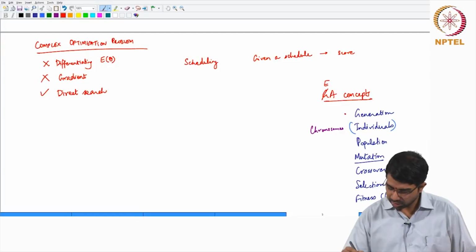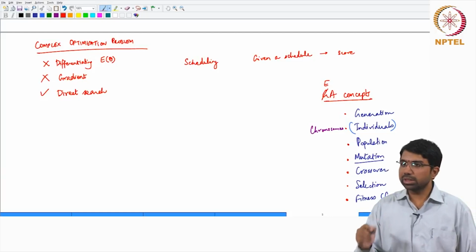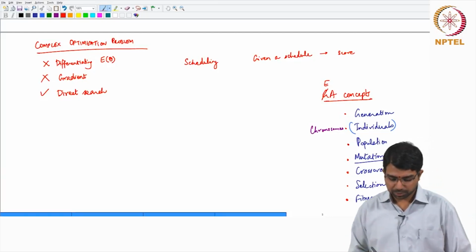What is a generation? What is an individual or a chromosome? What is a population? What is a mutation? How do you do crossovers? How do you do selection? How do you compute fitness? You need a method for each of these things.